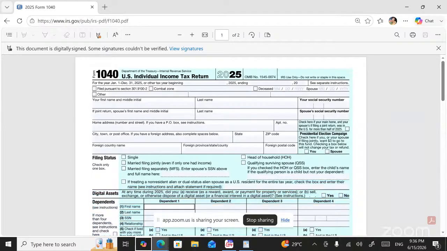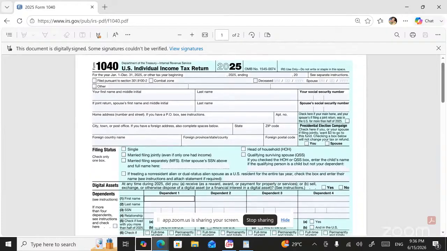Good morning, everyone. Good morning, sir. Good morning. Yesterday we already shared this Form 1040. Have you received? Yes, sir. Okay.